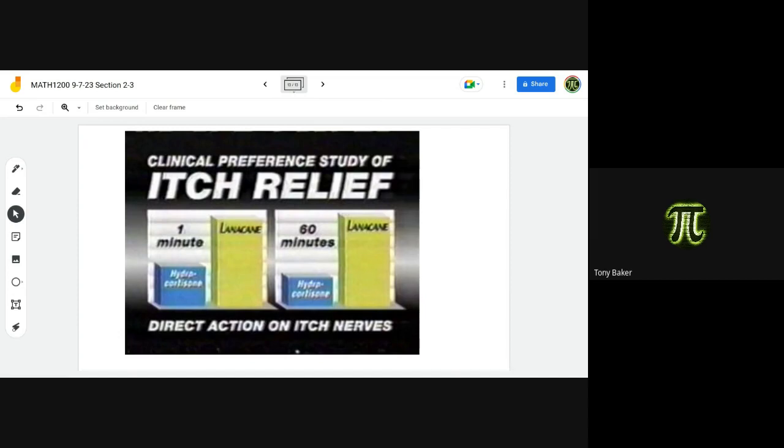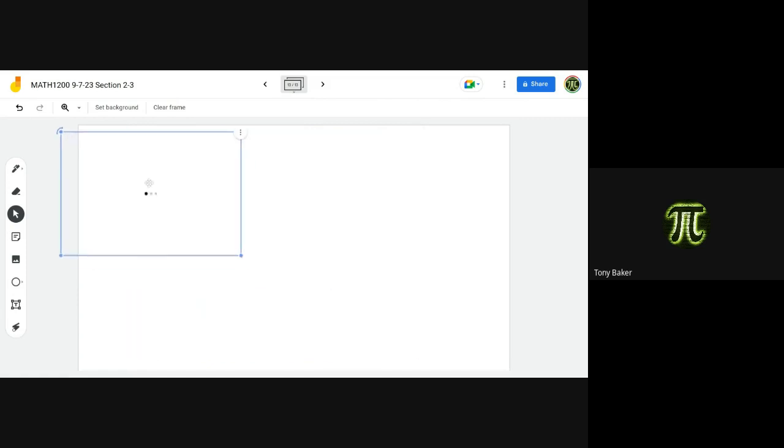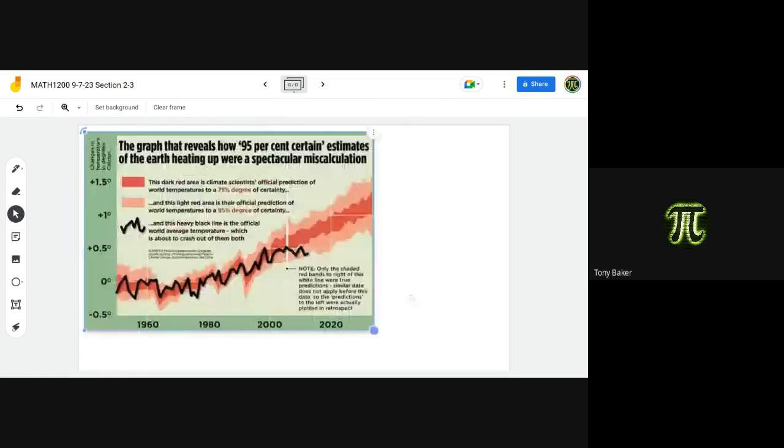Also, reading fine print. I'll see if I can find that picture. Before we leave, I'm going to find a very interesting fine print thing to show you. It has nothing to do with graphs, but it's very interesting and funny. All right, let's look at a different one. We'll go back to climate change.